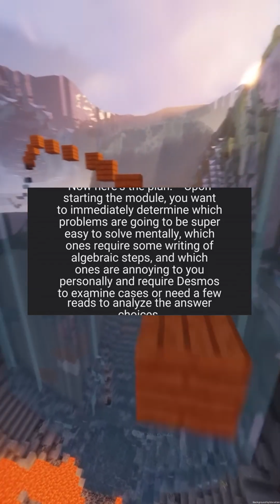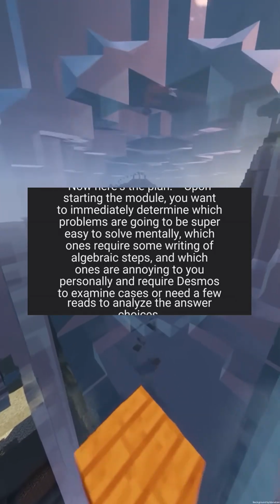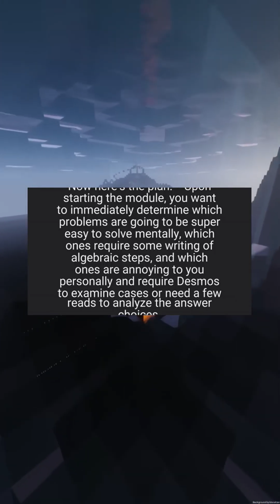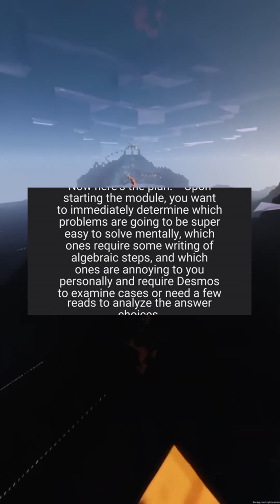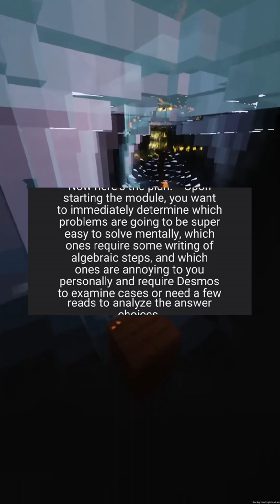Now here's the plan. Upon starting the module, you want to immediately determine which problems are going to be super easy to solve mentally, which ones require some writing of algebraic steps, and which ones are annoying to you personally and require Desmos to examine cases or need a few reads to analyze the answer choices.